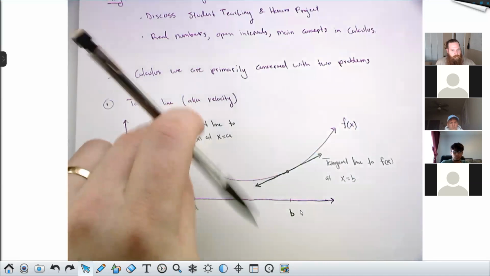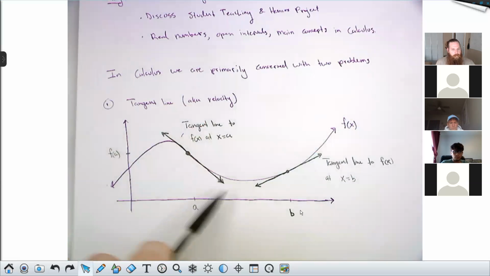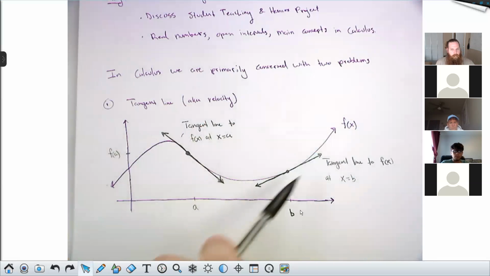F is decreasing like this, you're going downhill. And you can kind of see here, this tangent line pointing down is definitely connected to the fact that f is decreasing there. Similarly, over here, f is increasing, and the fact that this tangent line is pointing up is clearly connected to that in some important way.